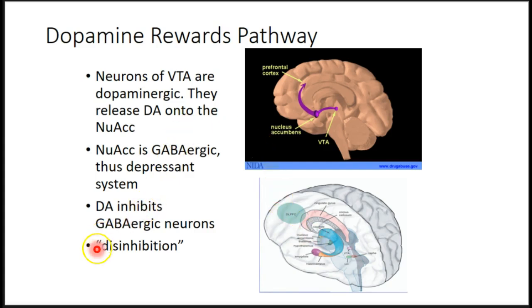The other concept that's important here is disinhibition. Ultimately, this is a pathway of disinhibition. It means that dopamine from the ventral tegmental area actually lands on dopamine receptors that inhibit the neurons of the nucleus accumbens. And again, those nucleus accumbens neurons are GABA-ergic. So what we have is inhibition of an inhibitory pathway.